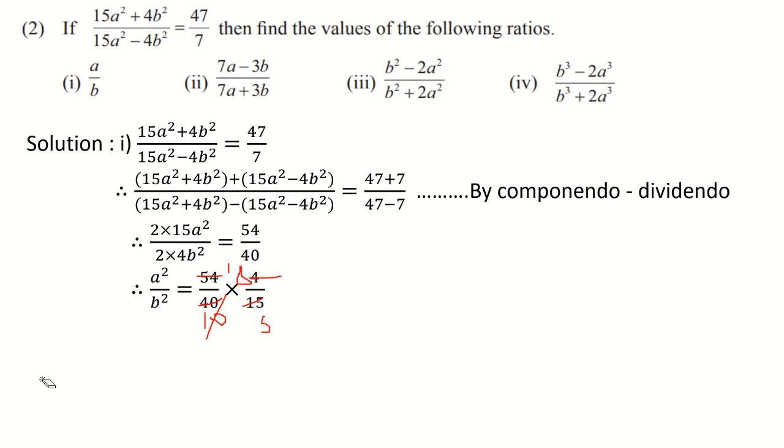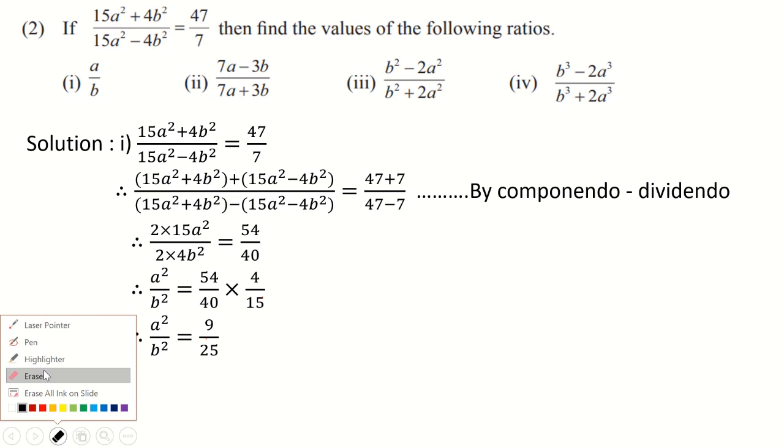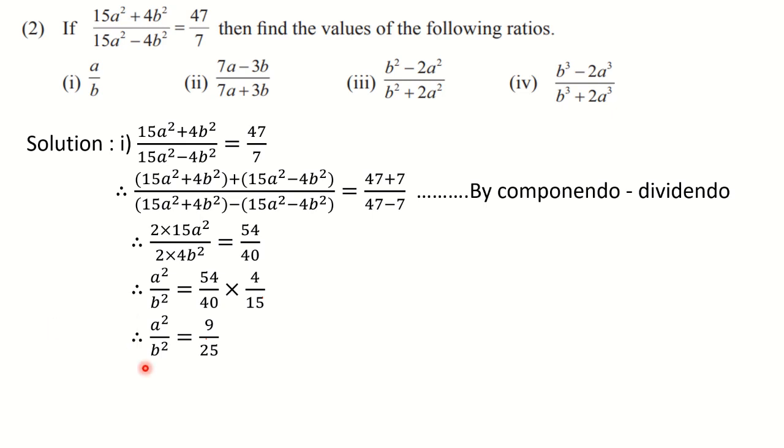I am erasing this part so that the numbers will be visible to you clearly. So you go for the cancellations, and from that you will get the reduced form: a square upon b square is equal to 9 upon 25. Both are perfect squares. We want a upon b, so we need to take the square root. Let us take square root on both sides, and we get a upon b is equal to 3 upon 5. So this is how we have found the value a upon b is equal to 3 upon 5.